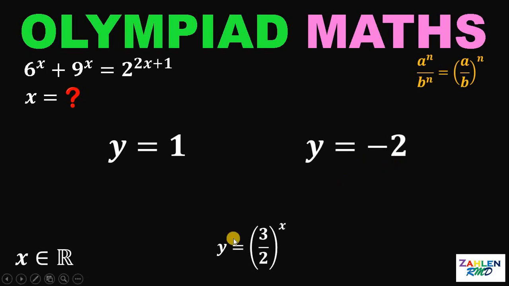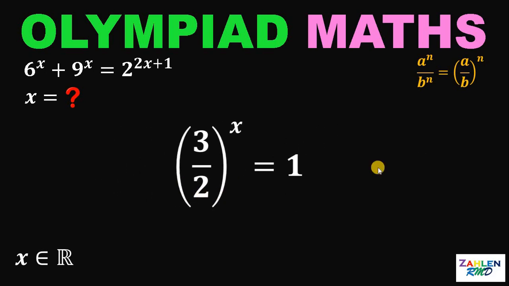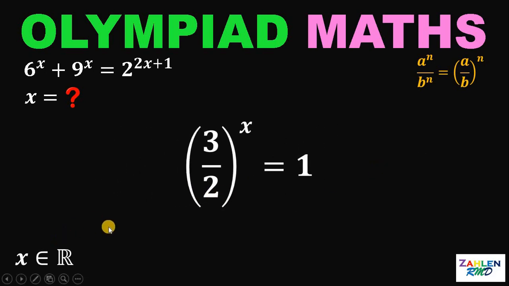Now, since we know that y is 3 over 2 raised to x, let's replace all y with 3 over 2 raised to the power of x. Now, notice on the second equation, this is impossible because 3 over 2 raised to any number will give us a positive result. Therefore, this cannot be a negative number. Therefore, to get the value of x, we need the first equation because we want a real value for x.